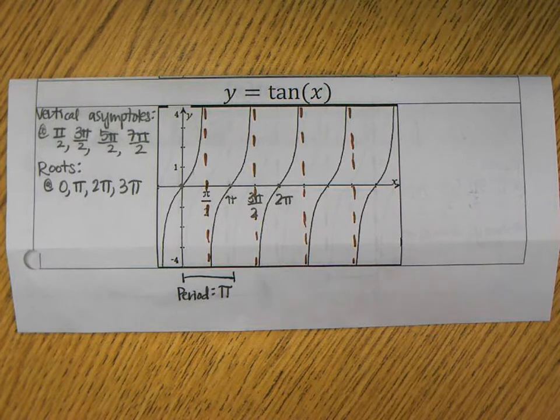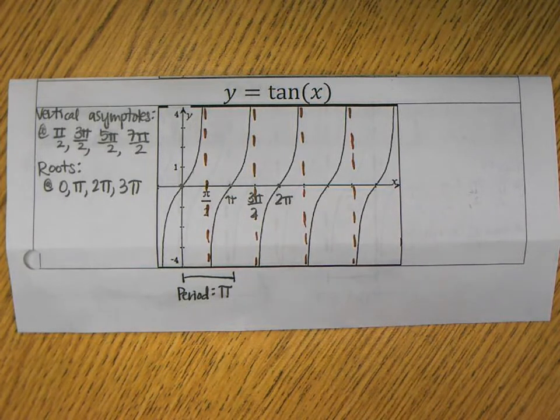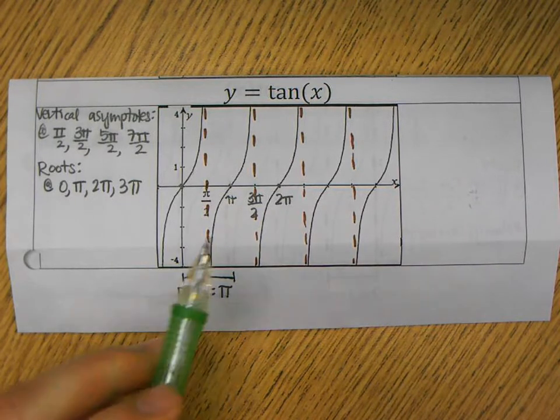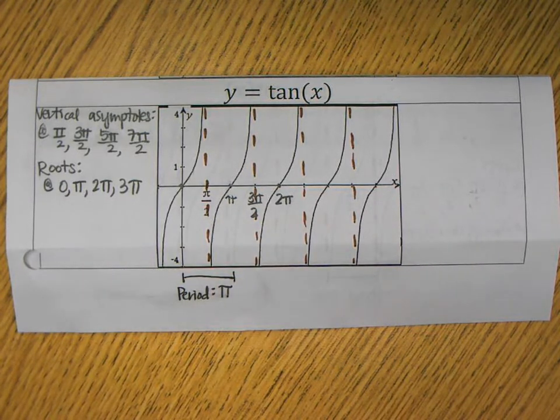So for tangent of x, the domain would be all real numbers. There's really no limits except for where we have undefined values at the vertical asymptotes. So it'd be all real numbers except pi over 2, 3 pi over 2, 5 pi over 2, etc. As far as a range is concerned for tangent of x, it'll be all real numbers.